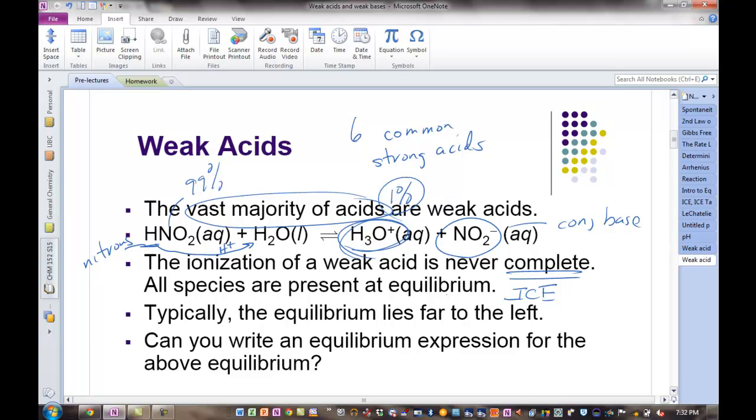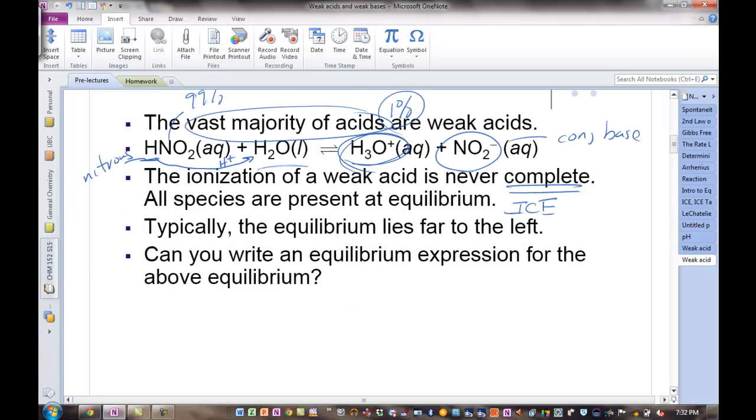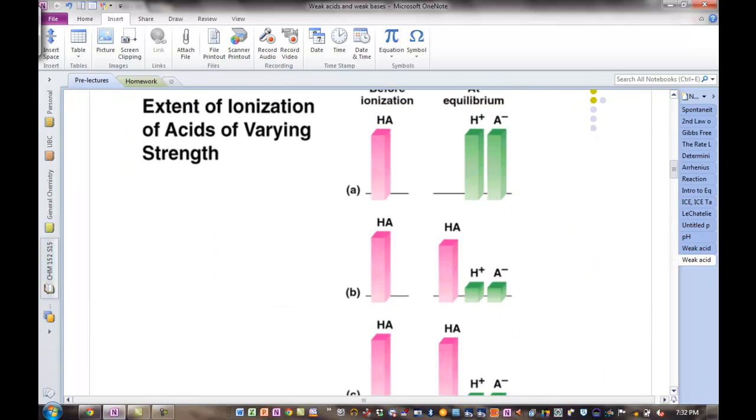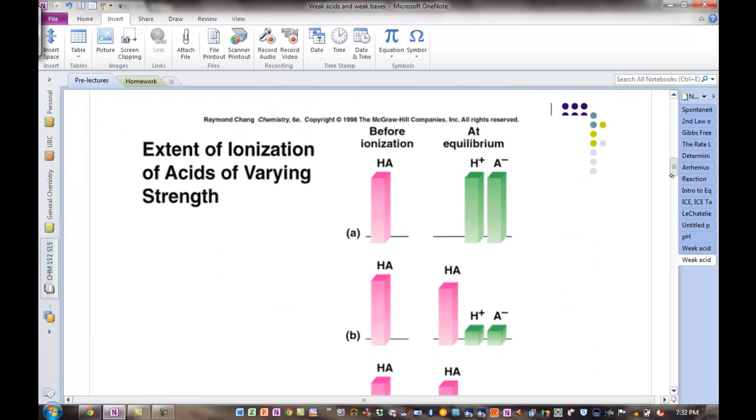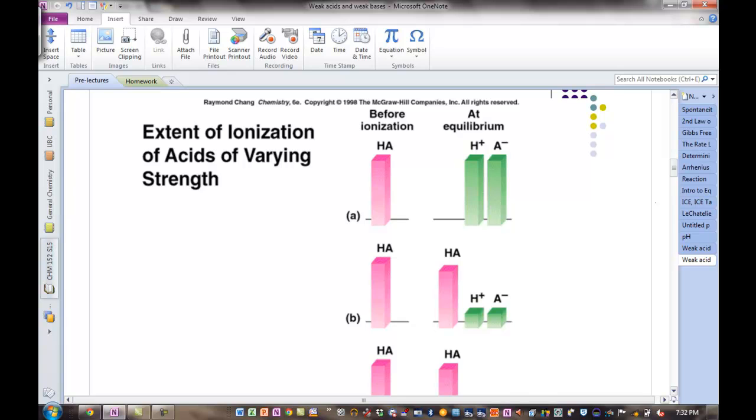Now, I'm sure you can write the equilibrium constant expression for that equilibrium. Don't include pure liquids. We'll come back to that in just a minute, but I want to re-emphasize the difference between a strong acid and a weak acid in terms of ionization.